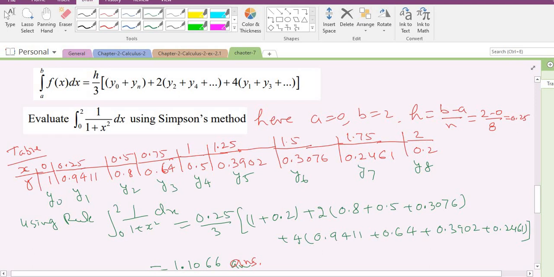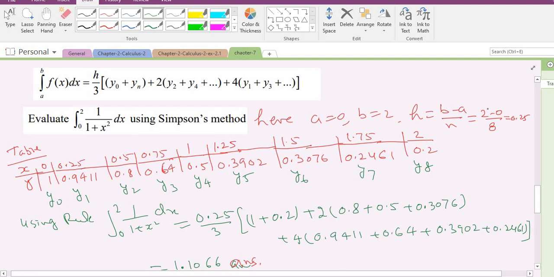Now make a table of x and y. x is equal to 0. When x is equal to 0, what is the value of fx? fx is this one, so calculate it. When x is equal to 0, 1 divided by 1 plus 0, so that means 1.